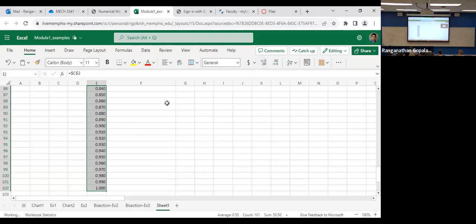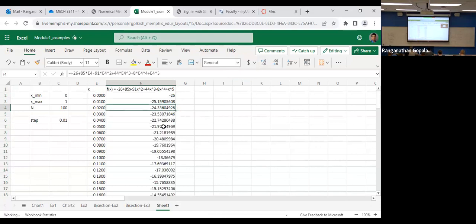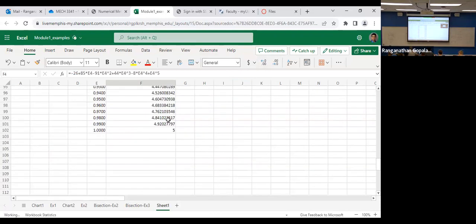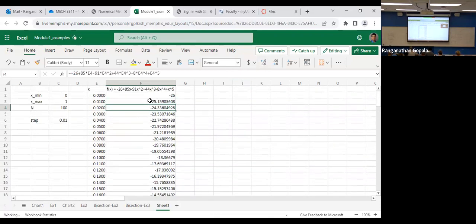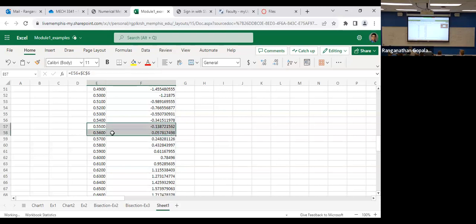I'll make it 3 decimal points, or maybe 4. And then you drag this down to populate the values of the function all the way up to x equals 1. Are we together so far? Yes. So now you scan through the table and see where the function flips sign from negative to positive or positive to negative. That seems to happen between 55 and 56.